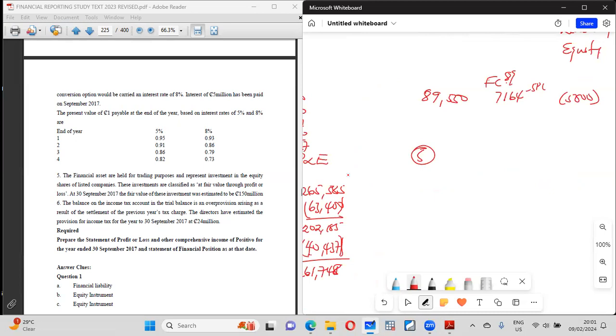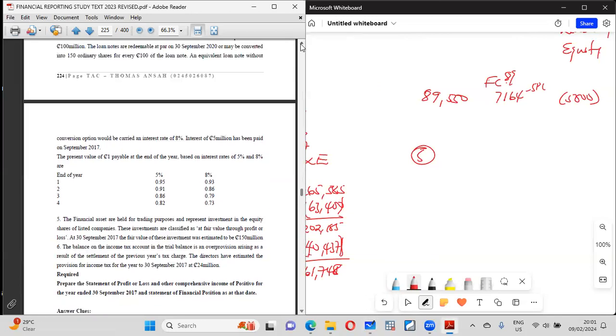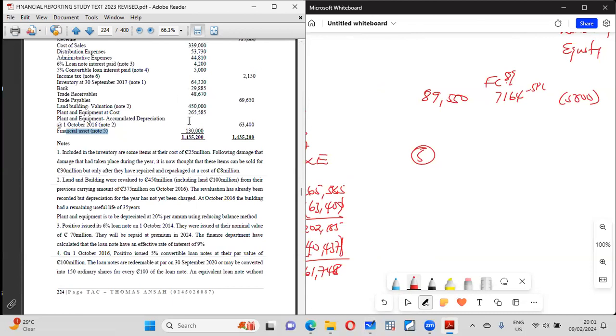If you remember, we did financial asset: amortized cost, fair value through OCI, then fair value through P&L. They are all in the IFRS 9 video. So initially, the investment was how much? We said that the balance brought down of the investment is 130,000.